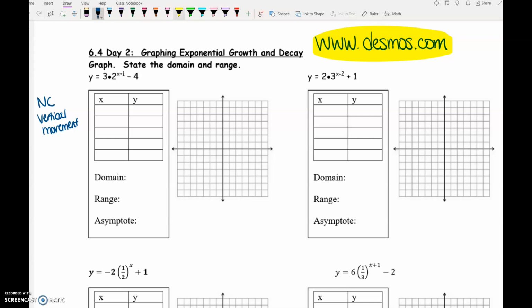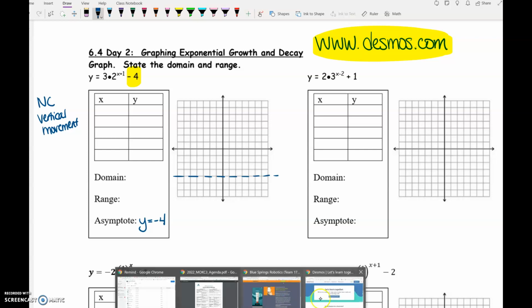So this particular one has a minus 4. That indicates that this graph is going to move down 4. So instead of the asymptote being on the x-axis, that asymptote is going to move down 4. So 1, 2, 3, 4. I'm going to put a dashed line at -4 and write down that my asymptote is y equals -4. That's going to help us when we actually go to graph.